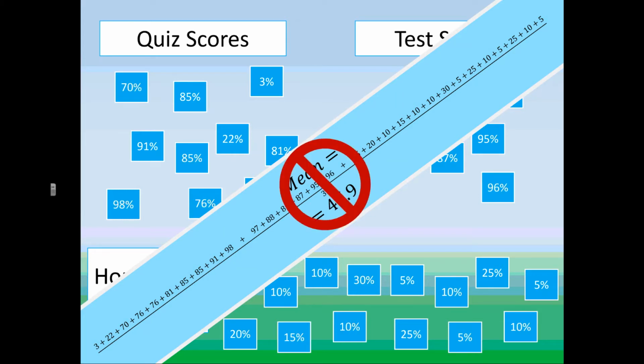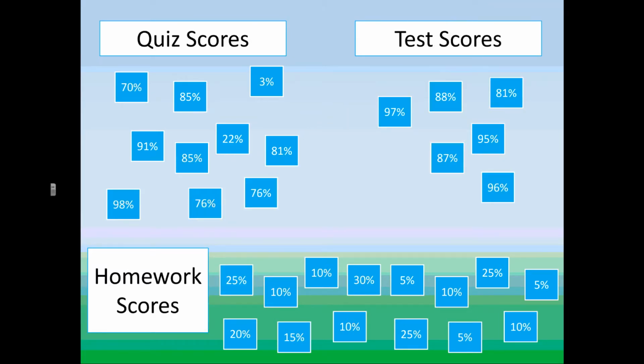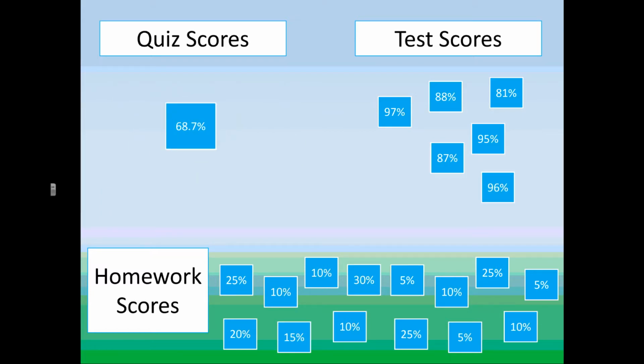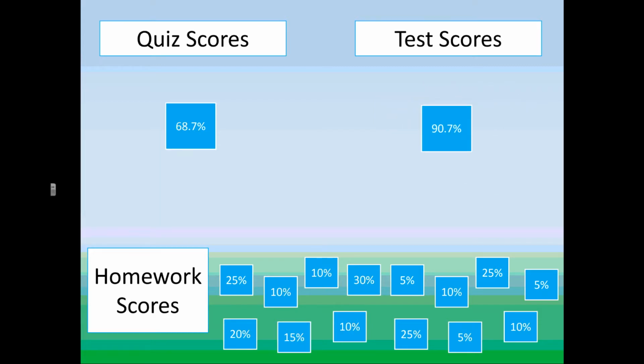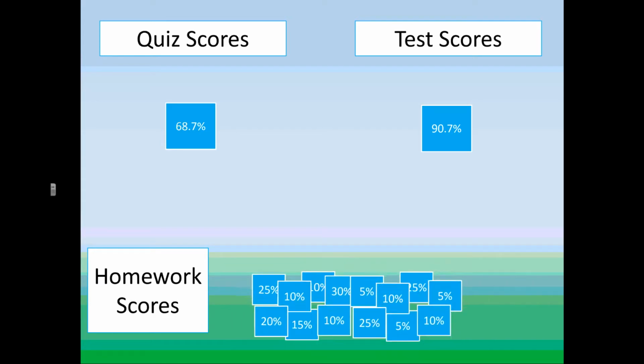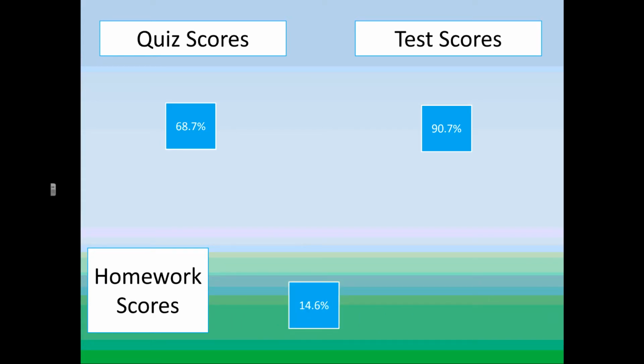That would be incorrect. You do not take the quiz scores, add them to the test scores, add them to the homework scores, and then divide by the number of numbers. That would be far too simple. That's not what happens. What we do is we start with taking the quiz scores and we average them out to one number. That's the 68.7% that we saw before. Then you take the test scores and you average them out to one number. And you take the homework scores and you average them out to one number.